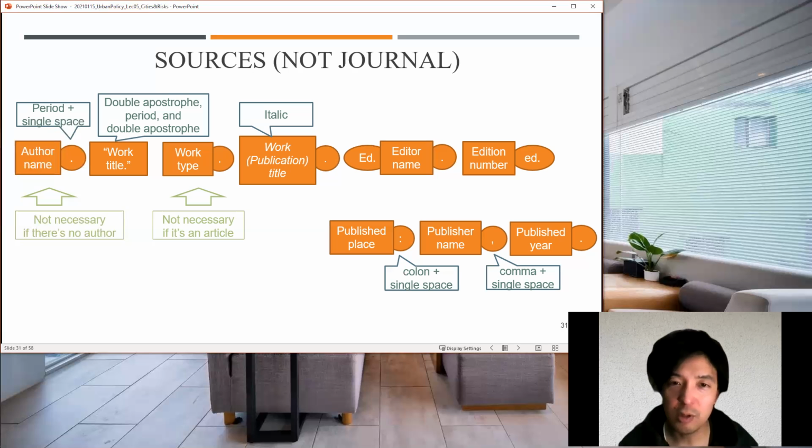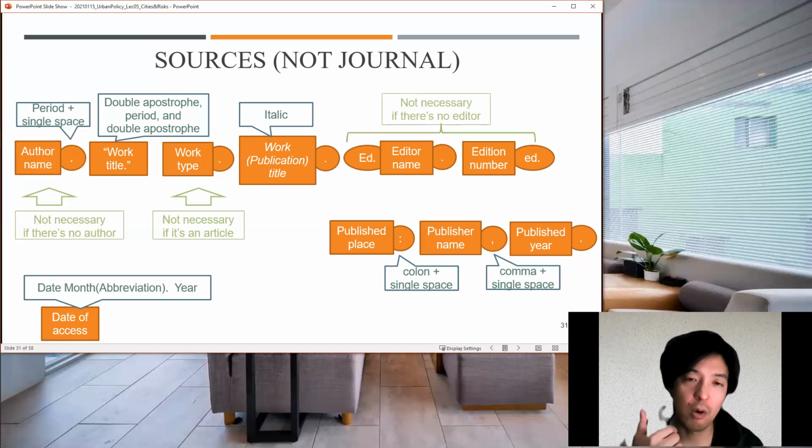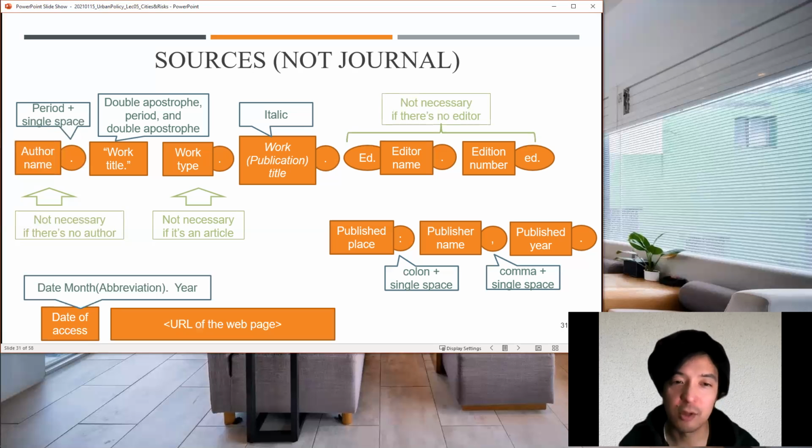What if you read such articles on websites? In such a case, you need to show when you read the website, and you need to show the URL of the web page. Okay.